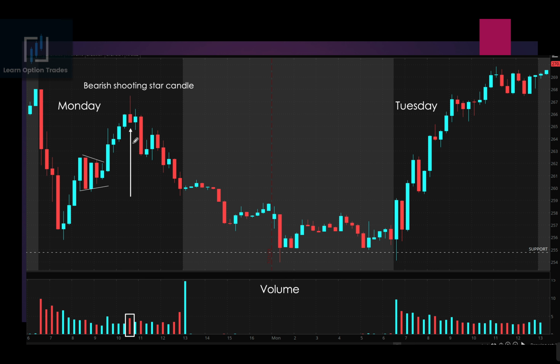Again, this is what we wait for. We wait for setups like these. We wait for something to happen on the volume. We wait for a candlestick to form or a pattern to form so that we can take a trade based on what we think the best outcome will be. So in this case, again, bearish shooting star candle. That's one tool.